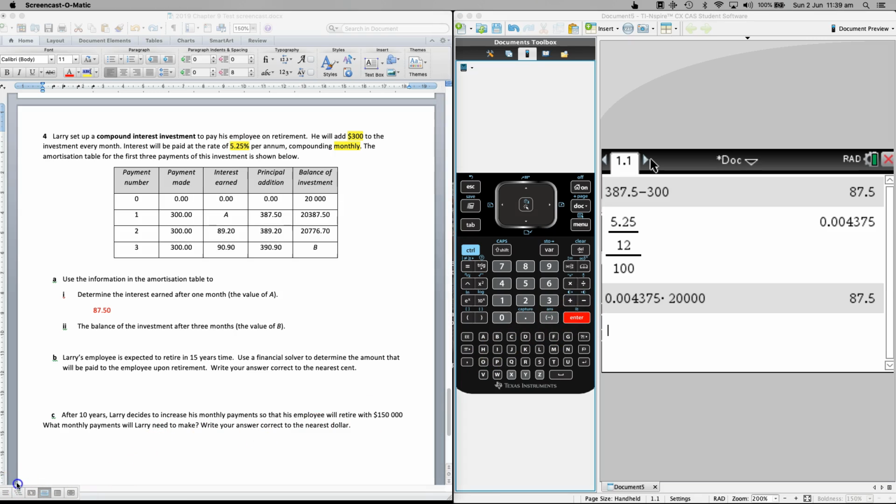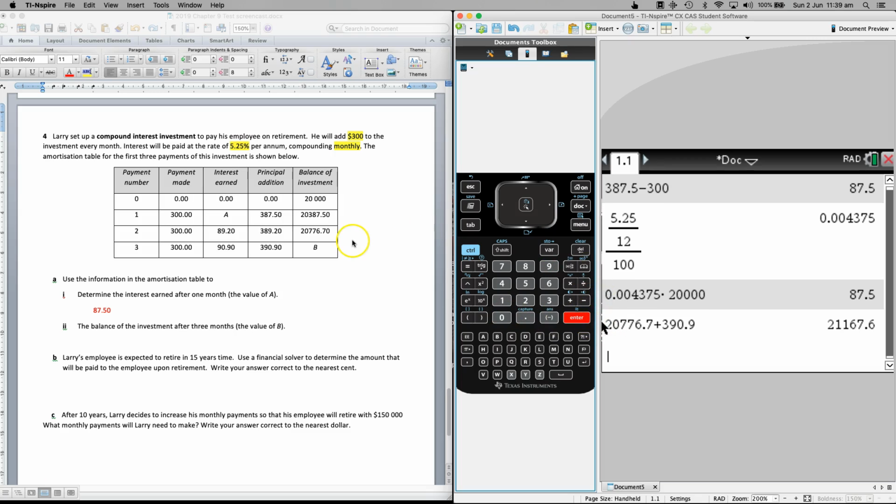Part 2 of A, we're asked the balance of the investment after 3 months. Okay, so this value of B. And all we need to do there is just add the principal addition to the previous balance. So we'll have 20776.7 plus 390.90. Okay, so that will be the balance of our investment after 3 months.